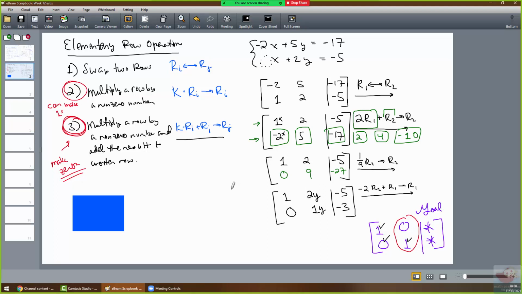So the third operation makes zeros. Off to the side, let's write down what negative 2 times the second row looks like. So this row here, 0, 1, negative 3. Off to the side, we'll multiply that by negative 2. We'll get 0, negative 2, positive 6. We're going to take those new numbers in green and add them to the corresponding first row.